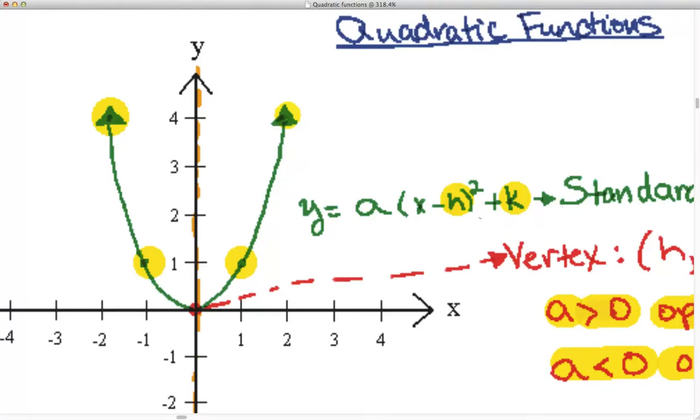Today we're going to be discussing quadratic functions. More specifically, we're going to be looking at graphing a quadratic function from the general form.